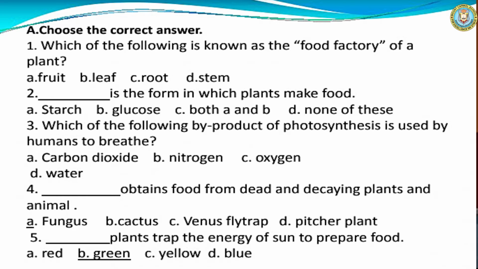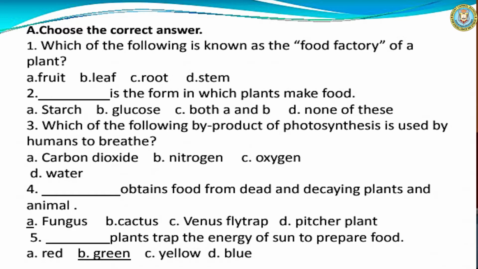Which of the following byproduct of photosynthesis is used by human to breathe? ಫೋಟೋಸಿಂಥೆಸಿಸ್ ಪ್ರೋಸೆಸ್ ಅಲ್ಲಿ ಬೈ ಪ್ರಾಡಕ್ಟ್ ಅಂದ್ರೆ ಗ್ಲೂಕೋಸ್ ಜೊತೆಗೆ ಏನ್ ಪ್ರೊಡ್ಯೂಸ್ ಮಾಡುತ್ತೆ? ಆಕ್ಸಿಜನ್. ಎಸ್. Then the fourth one is, dash obtains food from dead and decayed plants and animals. Yes, what will be the answer? Yes, keep in mind. Okay, you have to check afterwards.